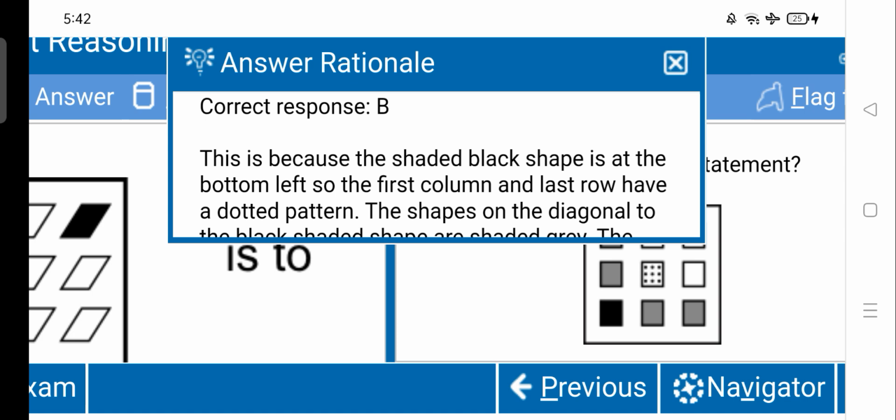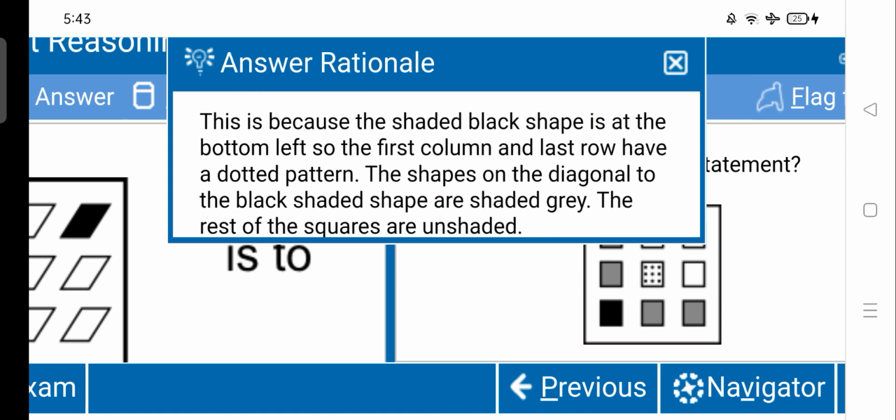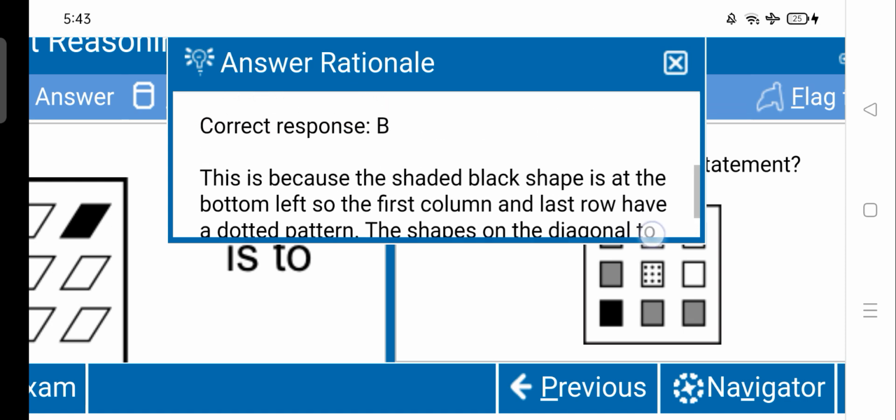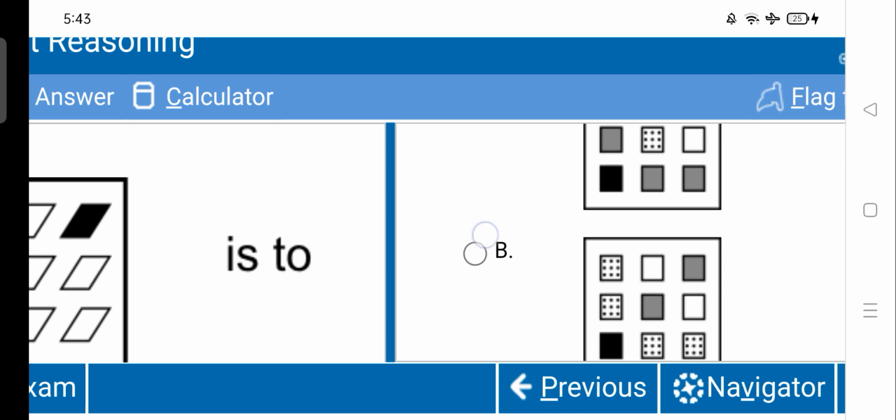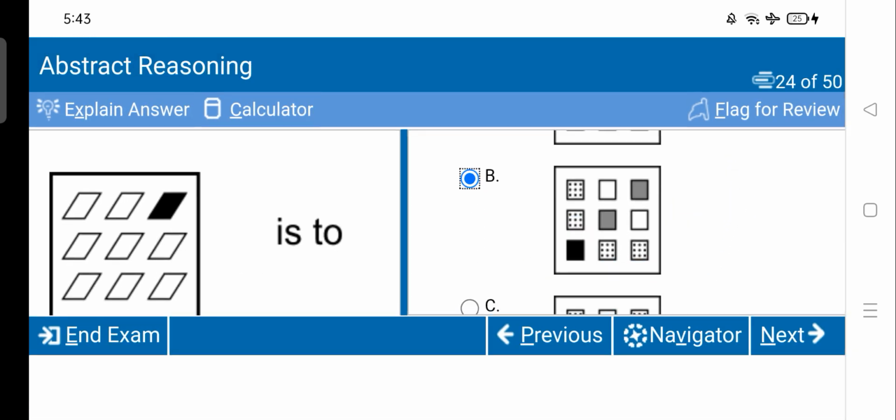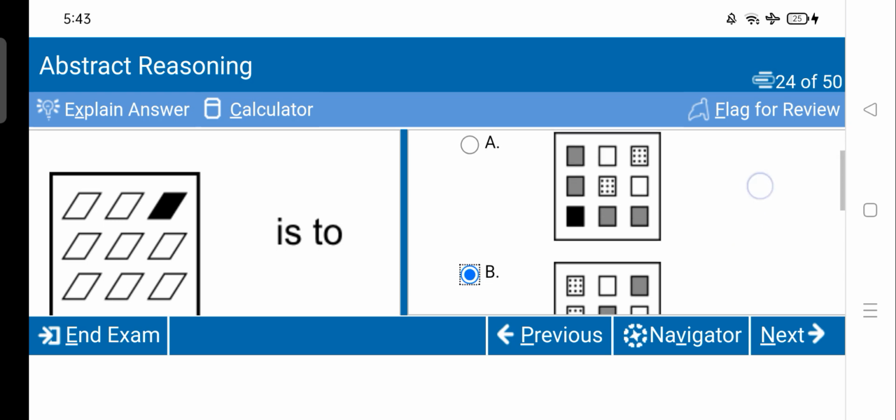So correct response is option B. This is because the shaded black shape is at the bottom left. So the first column and the last row have a dotted pattern. The shapes on the diagonal to the black shaded shape are shaded gray. The rest of the squares are unshaded. So correct response we have is option B. This is the set of shapes that completes the statement.